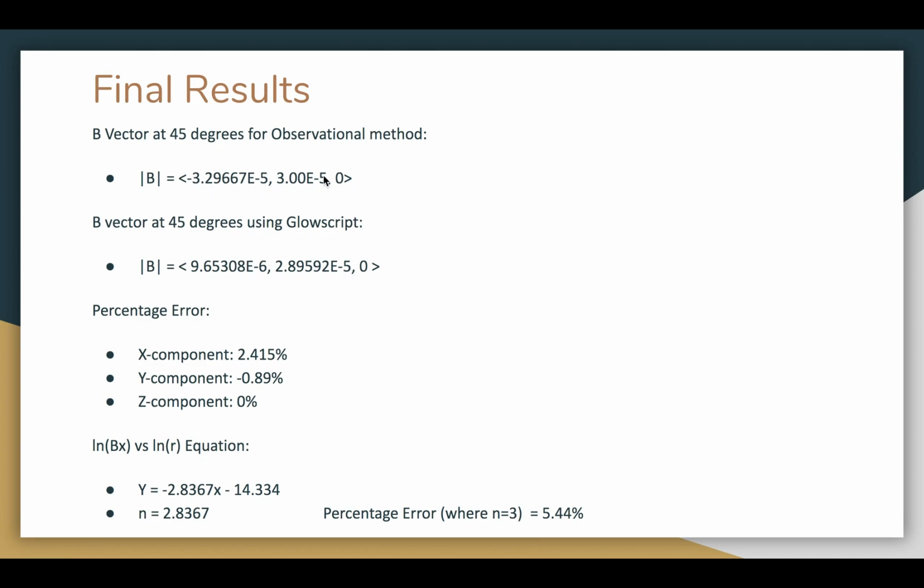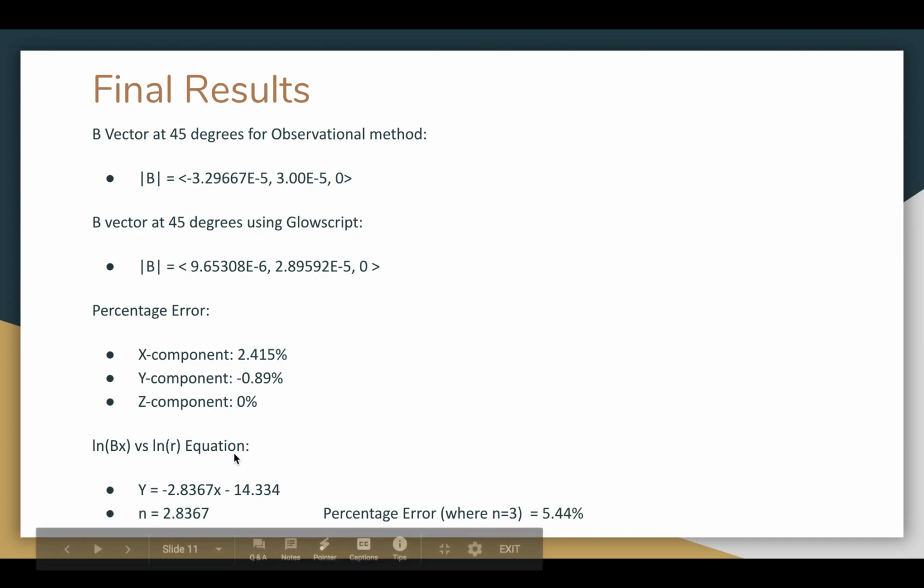So these were calculated through Excel. So my B net ended up being this in the X component, this in the Y component, and then this is what I calculated through GlowScript, this in the X, this in the Y, and then I calculated percentage error to see how far off I was. So in the X component, I was off by 2.415%. In the Y component, I underestimated it by 0.89%, and then the Z component, of course, it was 0.